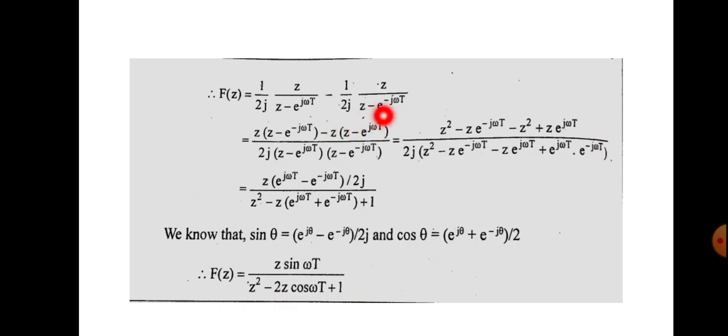So here we can cross multiply this equation, so we will be getting z into this term, that is equal to z minus e raised to minus j omega t minus z into this term, okay, divided by 2j into z minus e raised to j omega t into this term. And here we can multiply the terms inside the bracket and we can cancel the similar terms, so you will be getting this equation. So finally we can write f of z from this equation, z into sin omega t divided by z square minus 2z cos omega t plus 1.